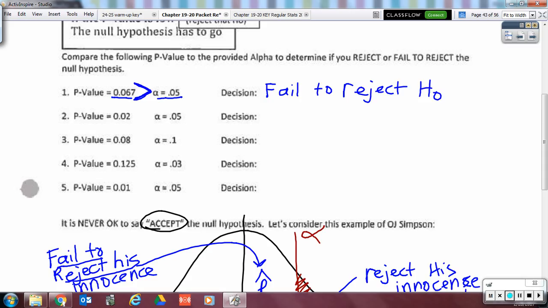The next one, p-value is 0.02. How does that compare to an alpha of 0.05? It is low. So we will reject that hoe. Okay, will we reject H-O? Do those other three real quick.